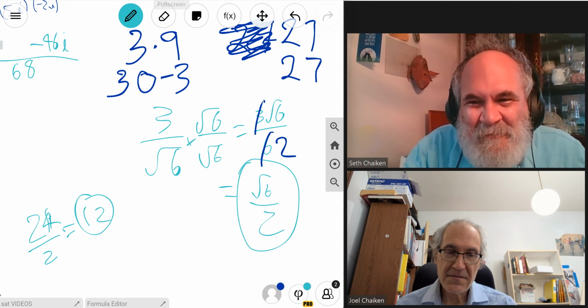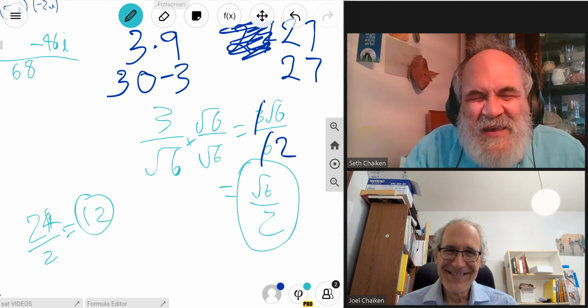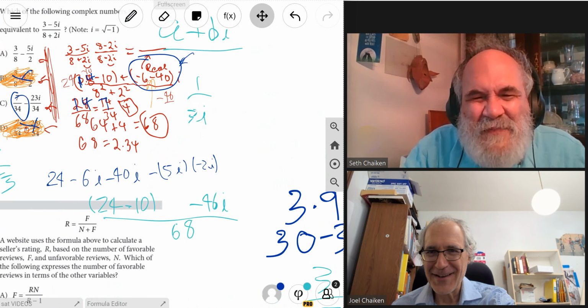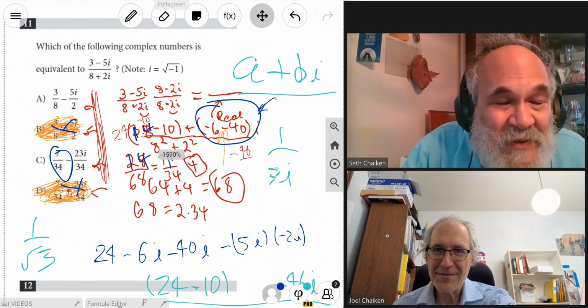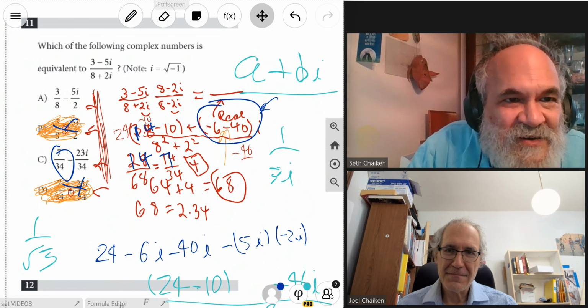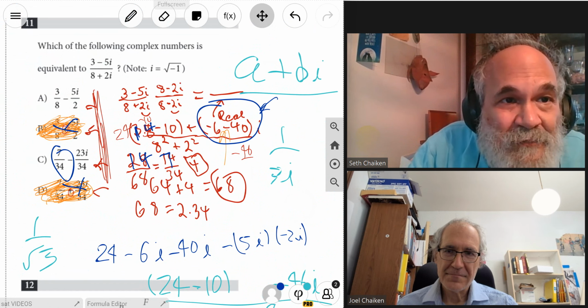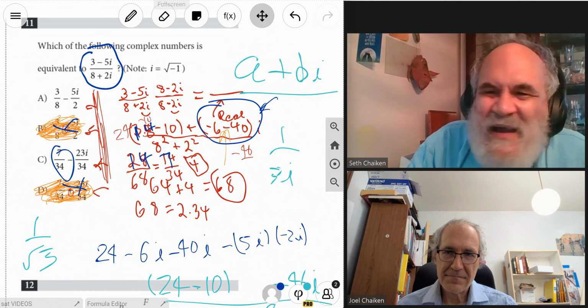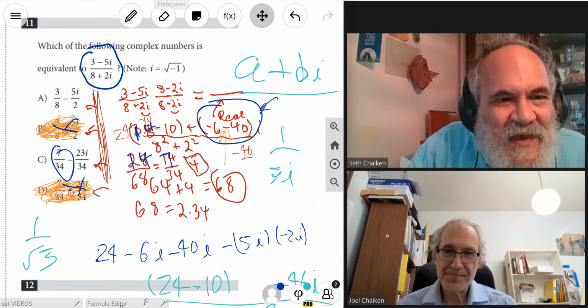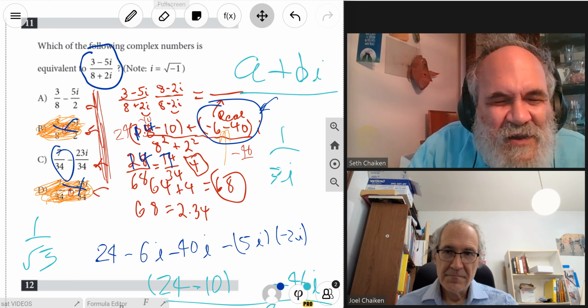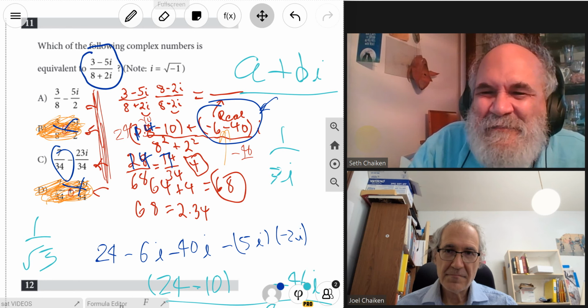Now, if we go back to the SAT question, the SAT question was simply, here is a complex number. It's a well-defined complex number. And then they're asking, for these 4 other complex numbers, which one of the 4 is equal to this?